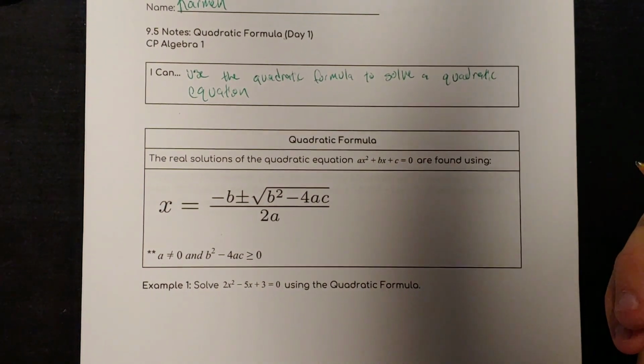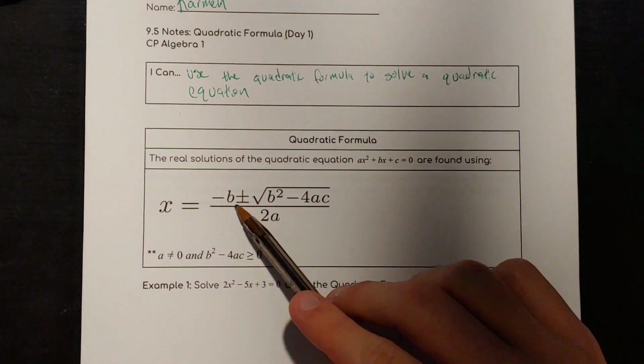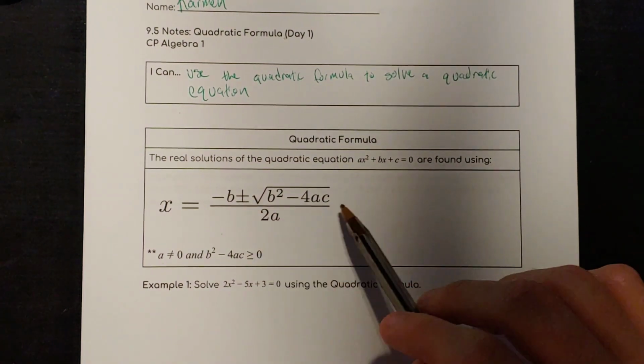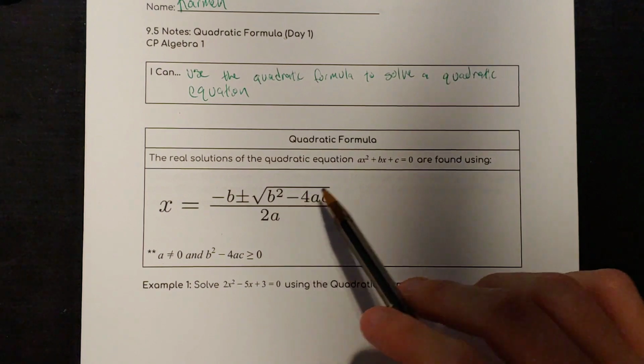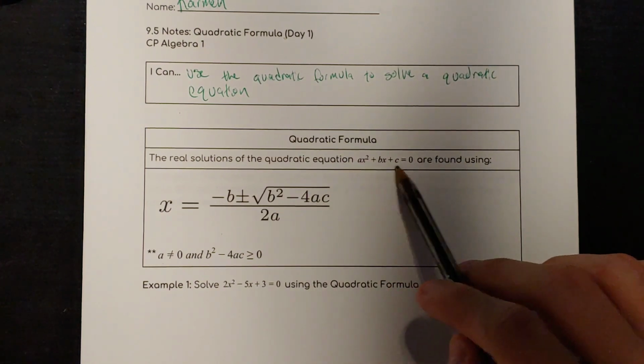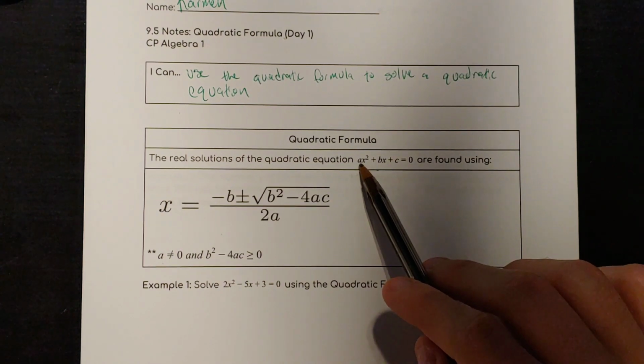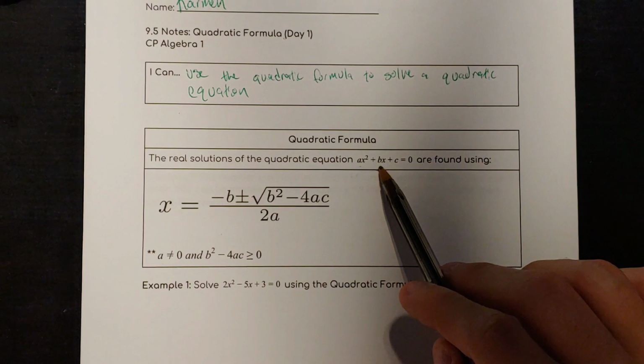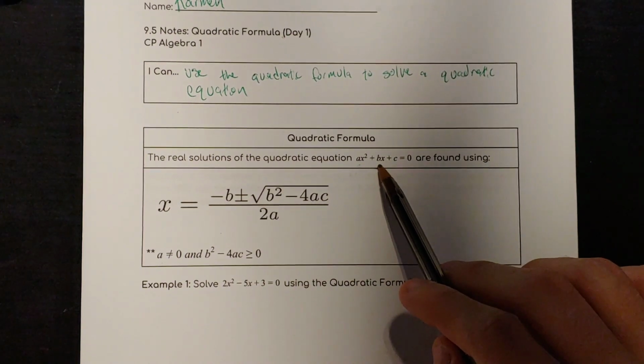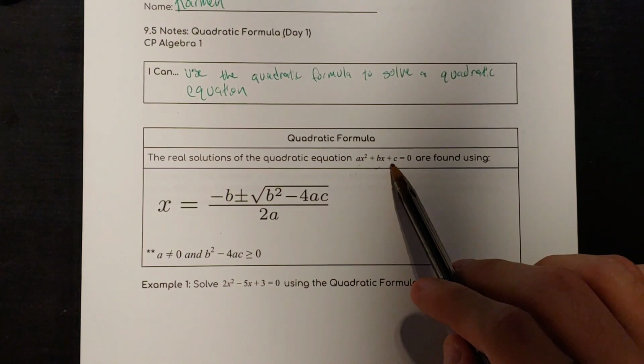Each of these letters has to do with a coefficient of a certain part in the standard form for a quadratic equation. So a is the number that's going to be in front of our squared term. b is the number that's in front of our just x term, and then c is going to be our constant.